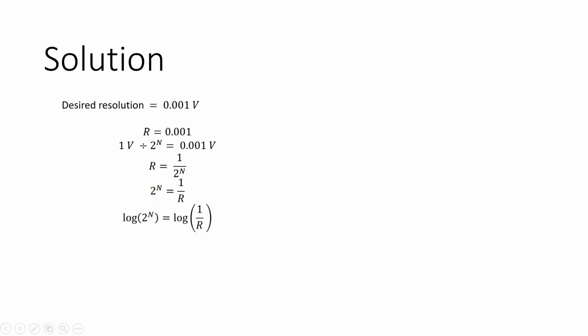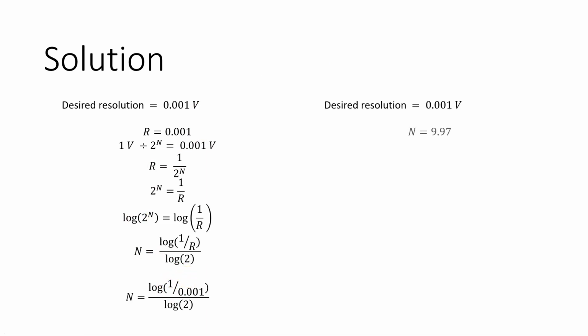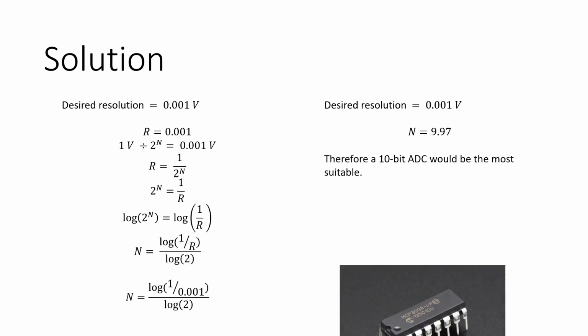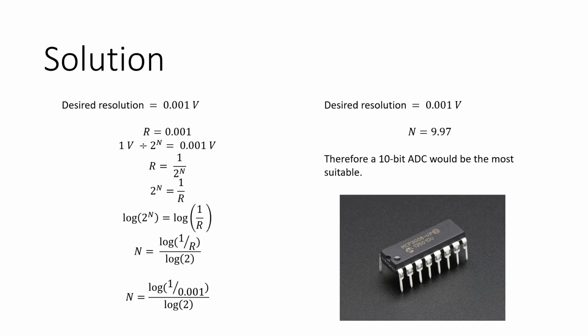If you're comfortable with your exponentials and logarithms, we take the log of both sides. So log of 2 to the n is equal to log of 1 over R. To rearrange that for n, we take the log 2 over to this side, and n is equal to log of 1 over R, over log 2. So plug in our resolution for R, and this is 1 volt, and it comes to 9.97. So a 10-bit ADC would be the most suitable for this application, and that's the kind of ADC that we'd be looking for.